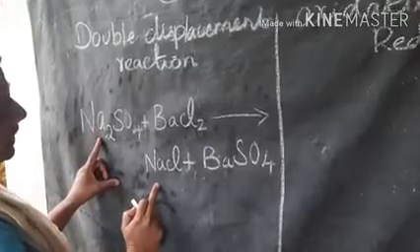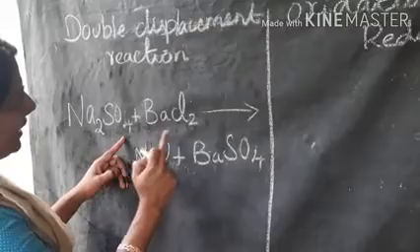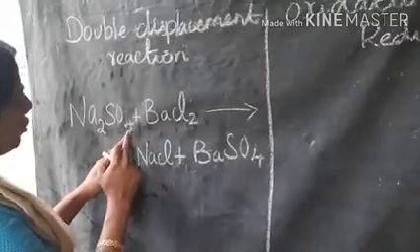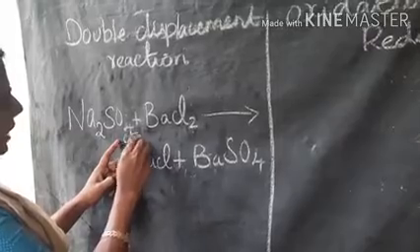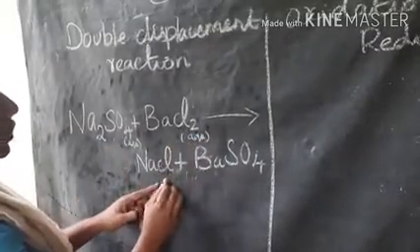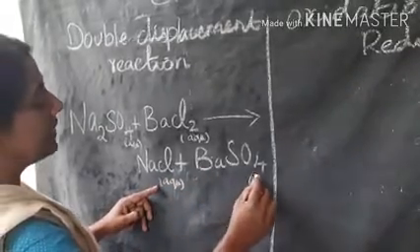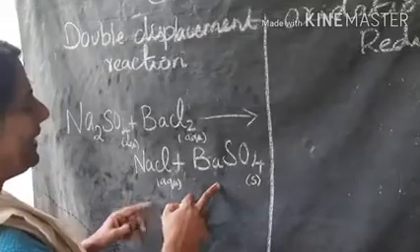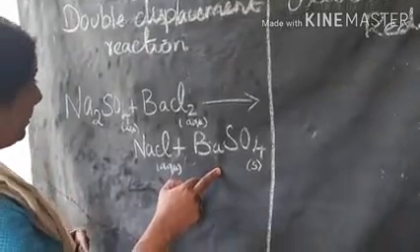Is it? That is the equation. Here, okay, after writing the equation, we have to check its state. So, this is aqueous and this is also aqueous and sodium chloride is aqueous but barium sulfate is a salt and it is deposited down as precipitate.